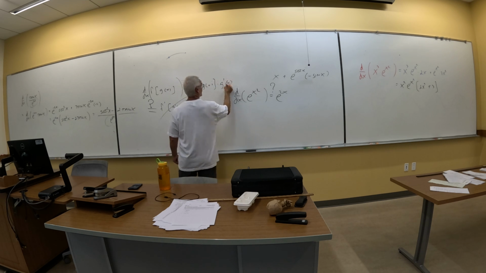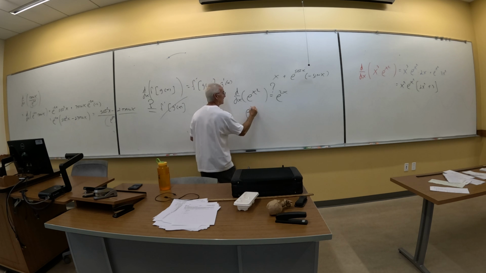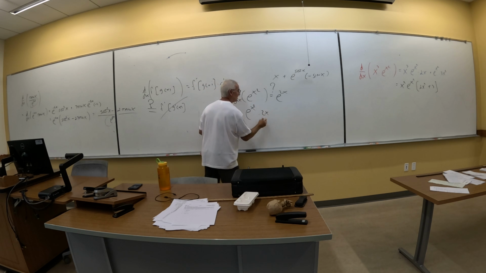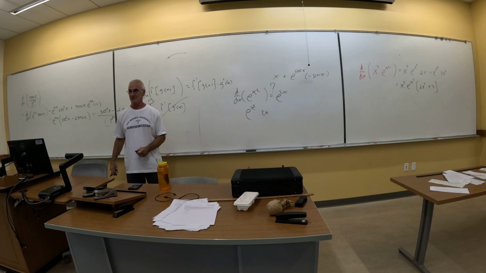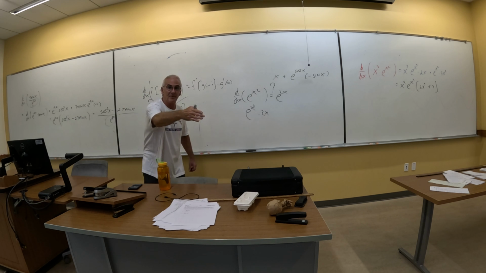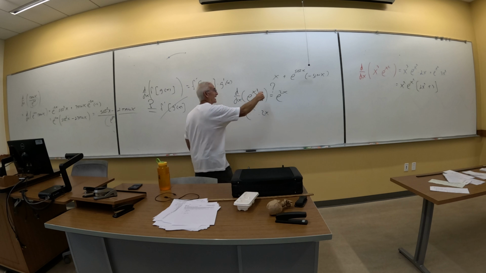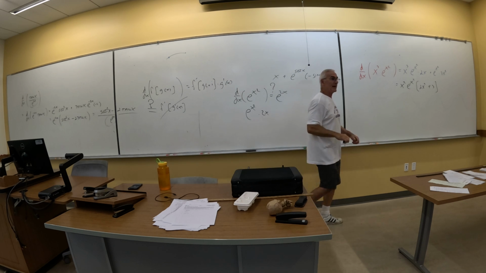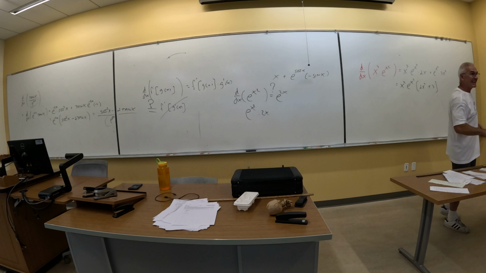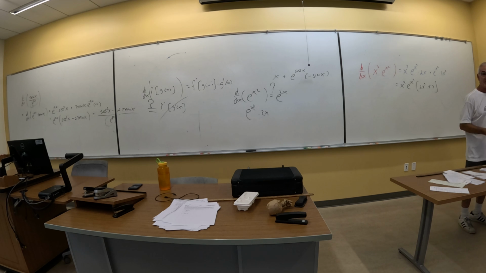times g prime of x. In other words, this is e to the x squared times, if you will, the g prime of x. It shows up as a chain rule factor, not as a changed argument. Will people make that mistake? In calculus, that will be the single most common error made because it looks like the truth.